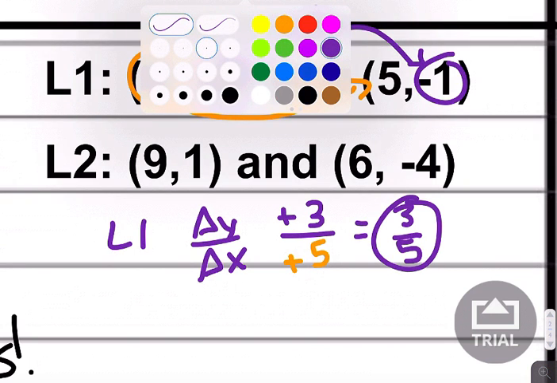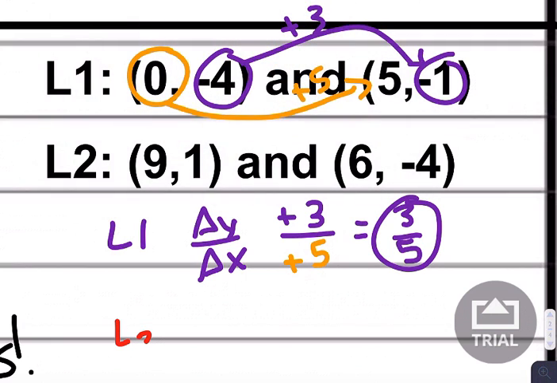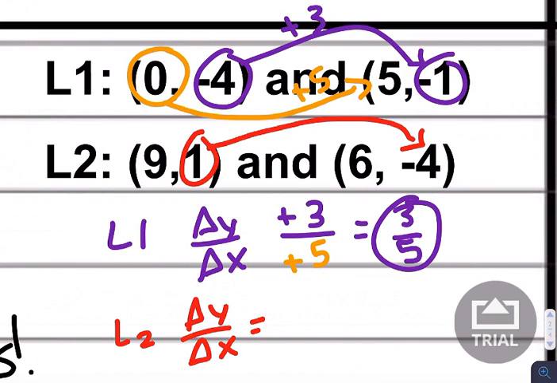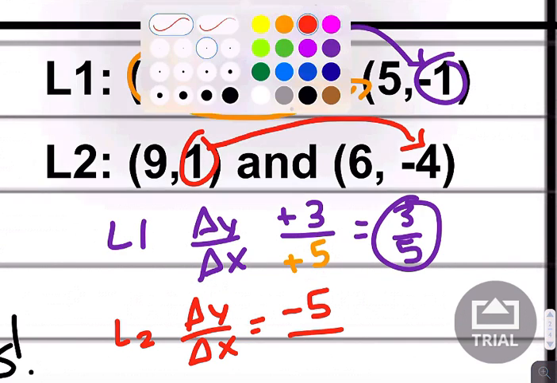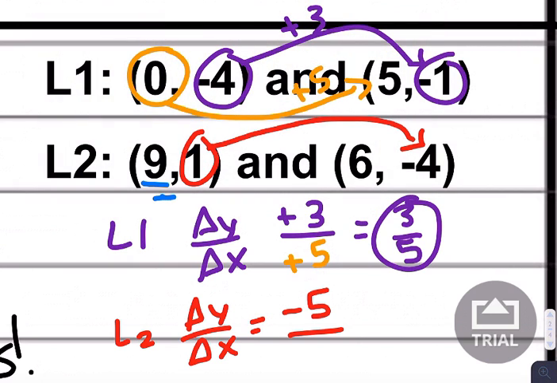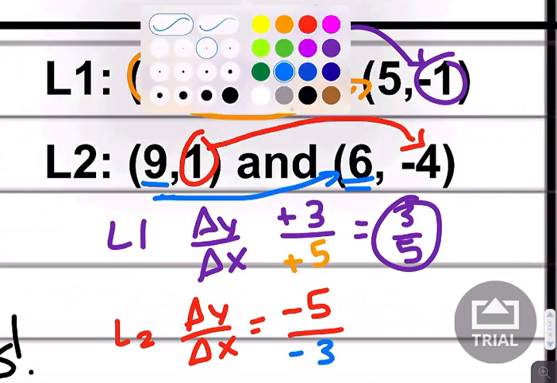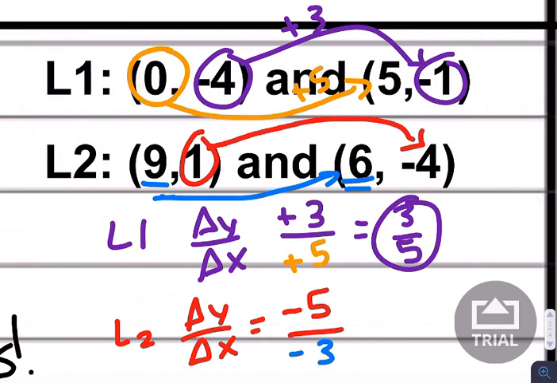Let's check number 2. So change in y over change in x, very predictable. So change in y goes from 1 to -4. Well, 1 to -4 should be a drop of 5. 9 to 6 is a drop of 3. But we have 2 negatives here, and -5 over -3 will result in a positive, and then we have 5/3.